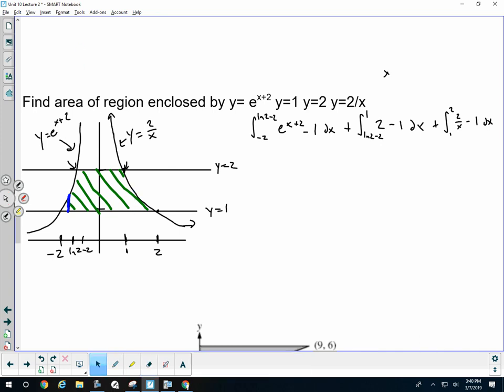Flip-flop things. What if I use a horizontal rectangle? Discuss with your neighbors. How many do I need? What would be the boundaries? And what do you have to do to set up your integral? Like, what's the only step that is actually a little bit involved?